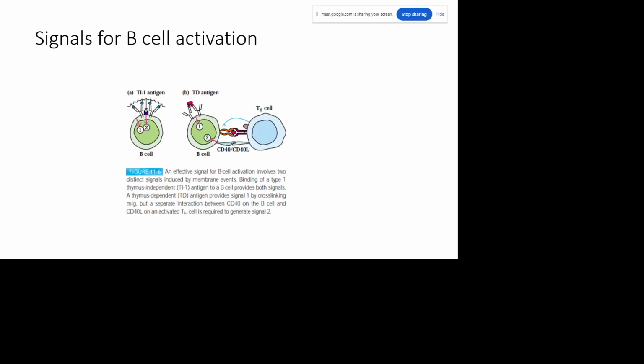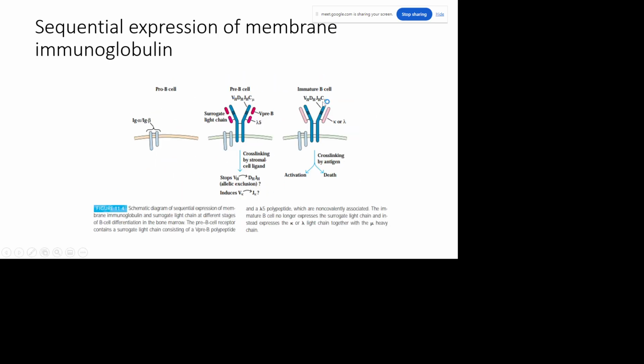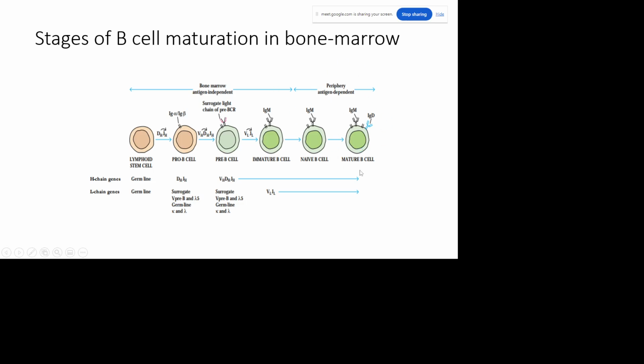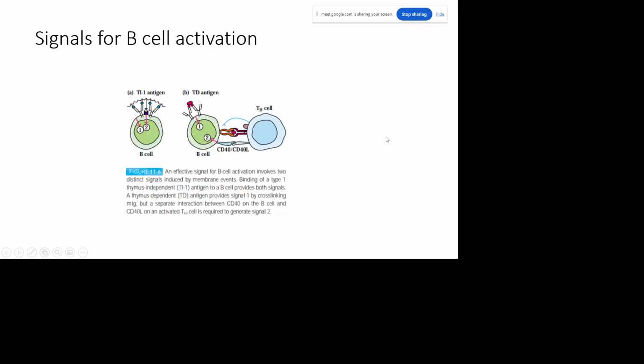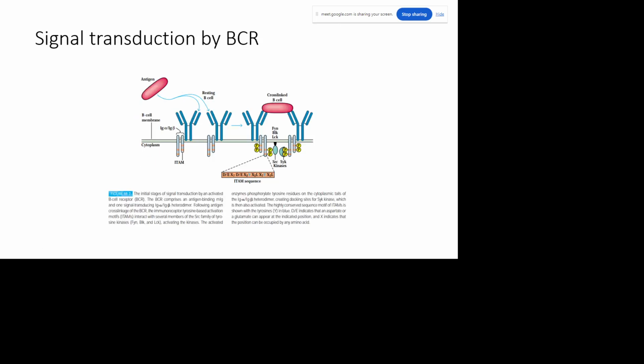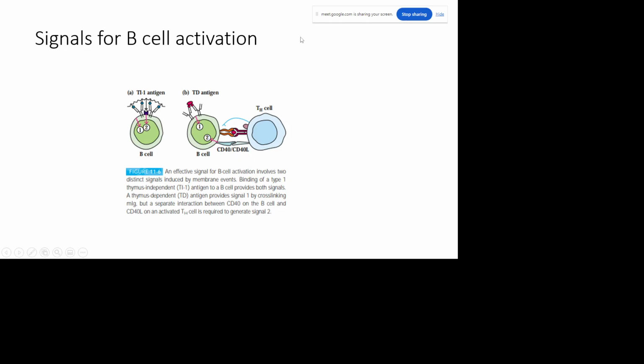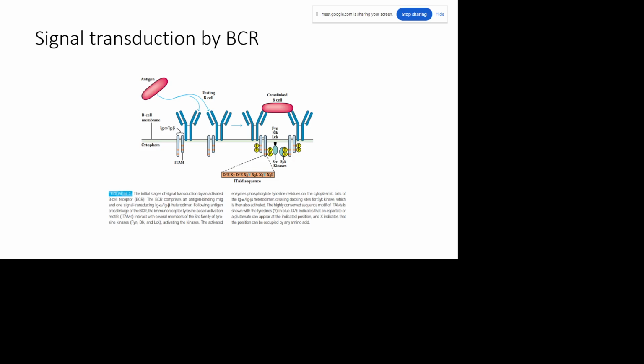So that's how the naive B cell can be converted into the mature B cell, right? Now we will see the signal transduction by BCR, how this B cell receptor, BCR, provides these two signals, and how these signals get transduced.